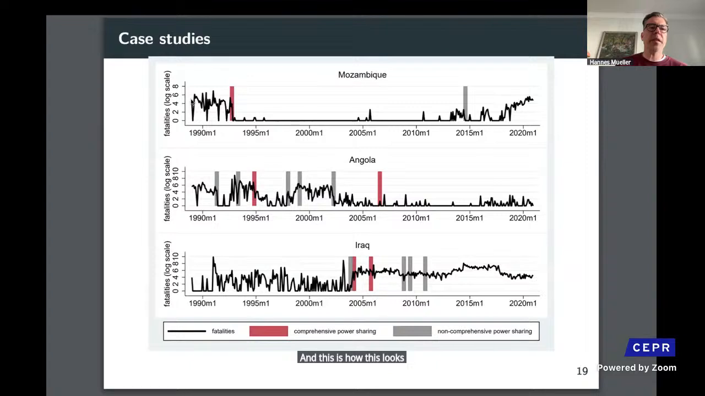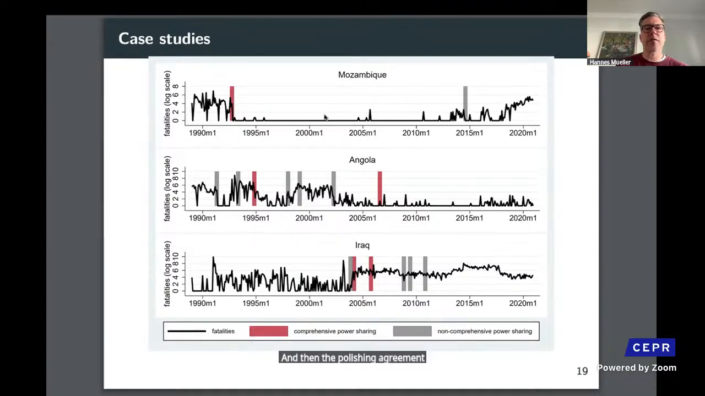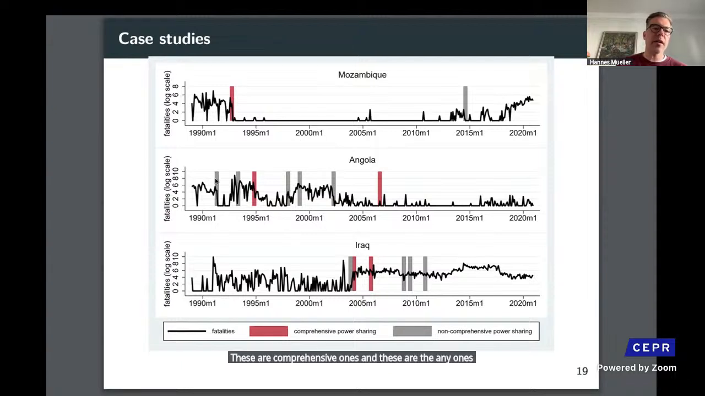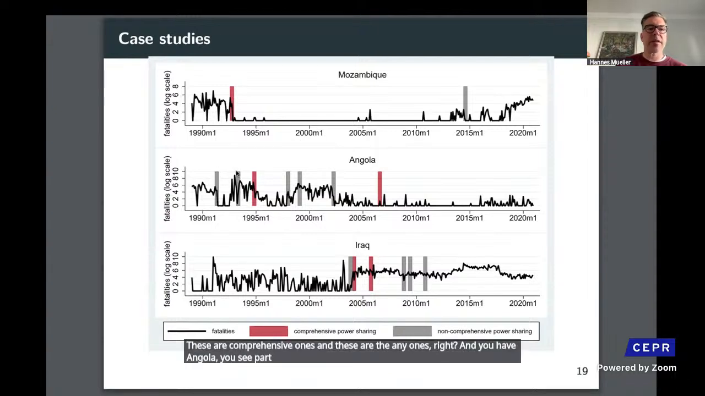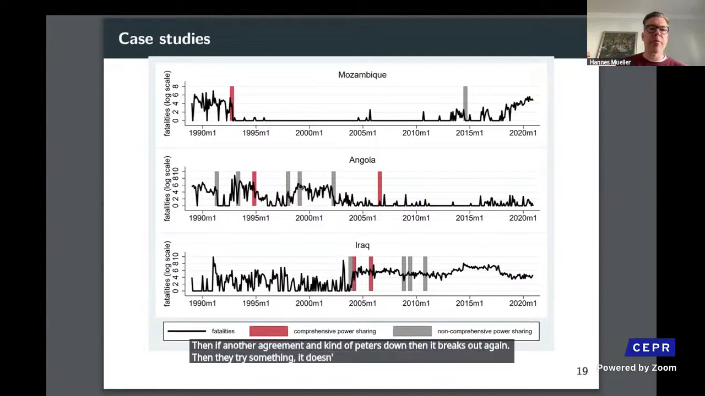And this is how this looks, right? So we have, for example, Mozambique being very violent, fatalities on a log scale here, so intense violence. And then the power sharing agreement comes and the violence stops. Then you have no violence for some time, then violence breaks out again, then there's another power sharing agreement. These are the comprehensive ones, and these are the any ones, right? Then you have Angola, you see power sharing agreement, violence stops, it breaks out again, there's another agreement, it stops very shortly this time, only for a month, then it breaks out again, then you have another agreement and it kind of peters down, then it breaks out again, then they try something, it doesn't work, it goes up, they bring it slowly down a little bit, but then they bring it down again here, right? Then you have another agreement here, and then there's peace afterwards.